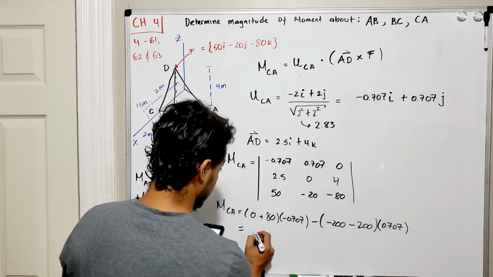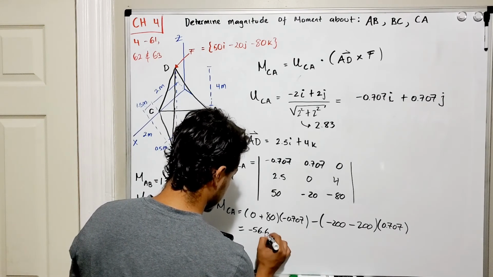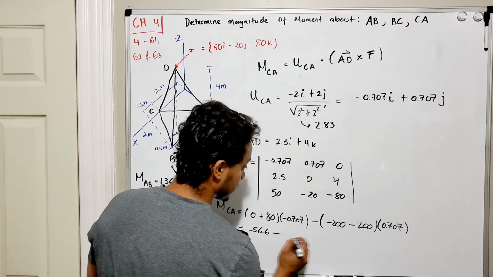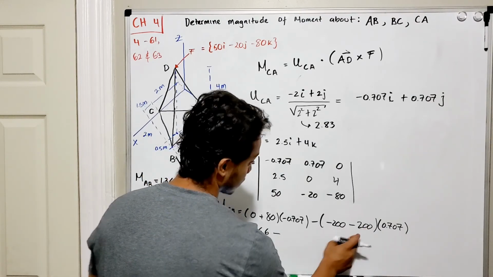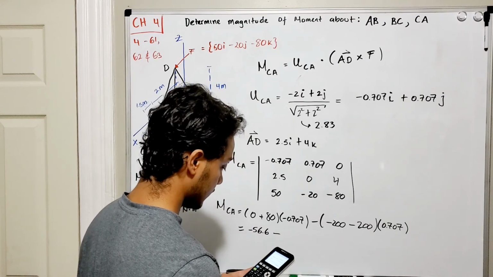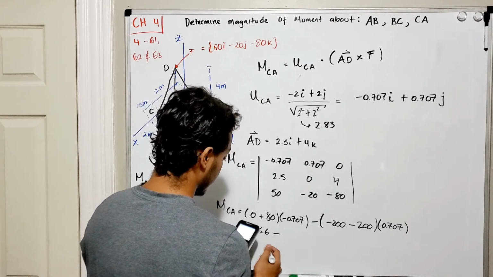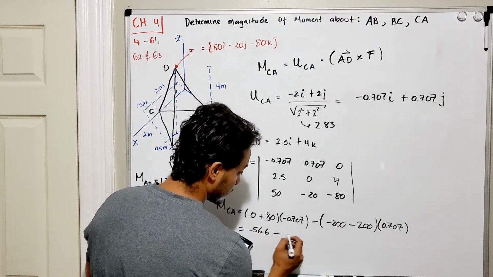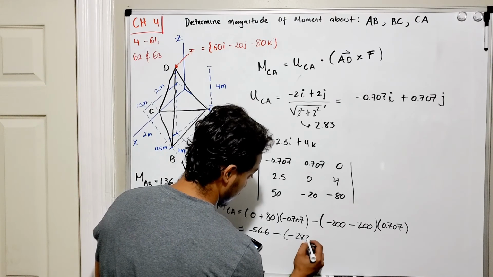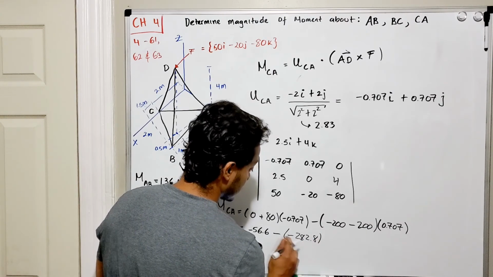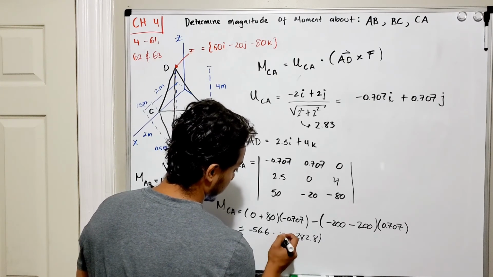Okay, so if we simplify these out, we got 80 multiplied by 0.707, it's equal to negative 56.6. And then we have minus, and then we got negative 200 minus 200 is negative 400, multiplied by 0.707 will give me minus 282.8. So basically minus and minus becomes a plus, so we got a plus in here.